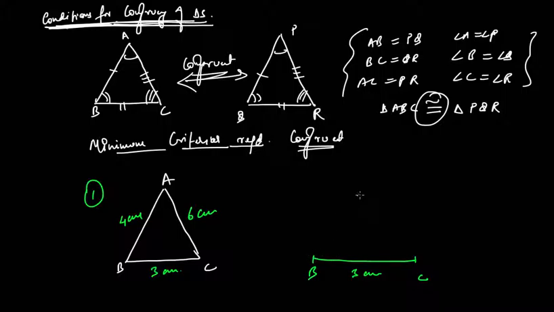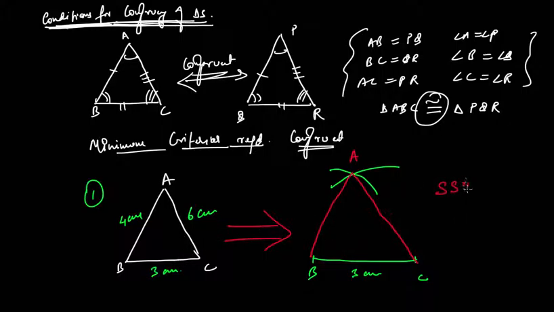I'll take a compass, draw an arc of 4 centimeters, and from C I'll draw an arc of 6 centimeters. The point where they intersect, I will join them, and hence I will get my triangle, which will be exactly congruent to ABC because all three sides are the same, and I am able to draw another triangle exactly the same as this. So what are the actual minimum conditions required for this? I need all three sides.